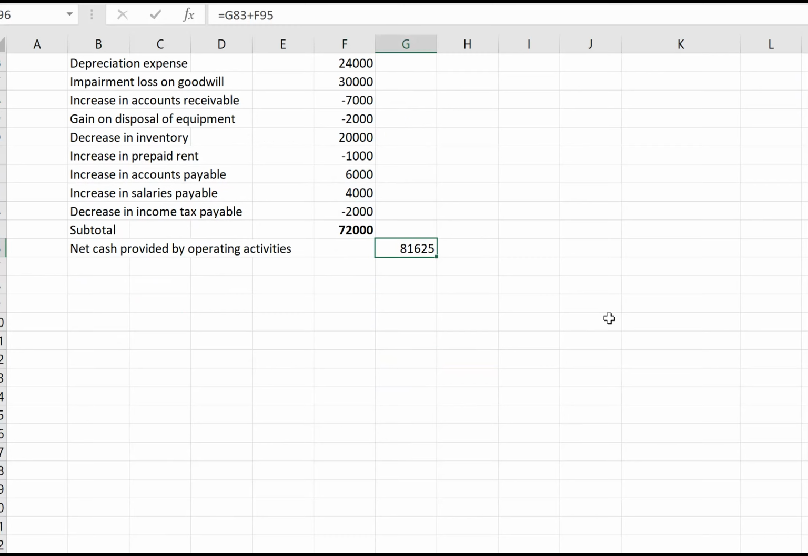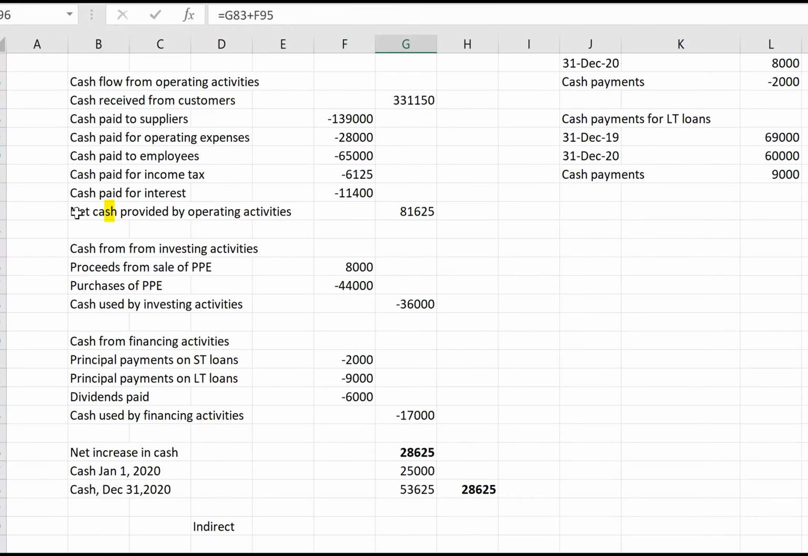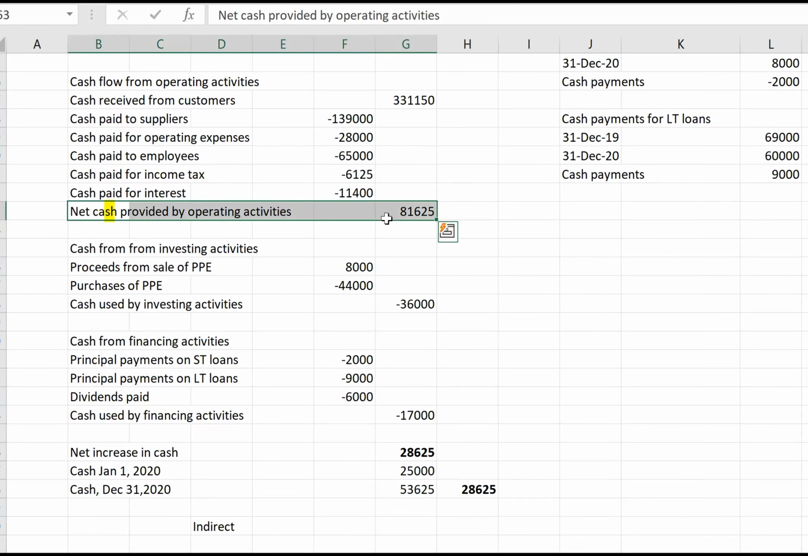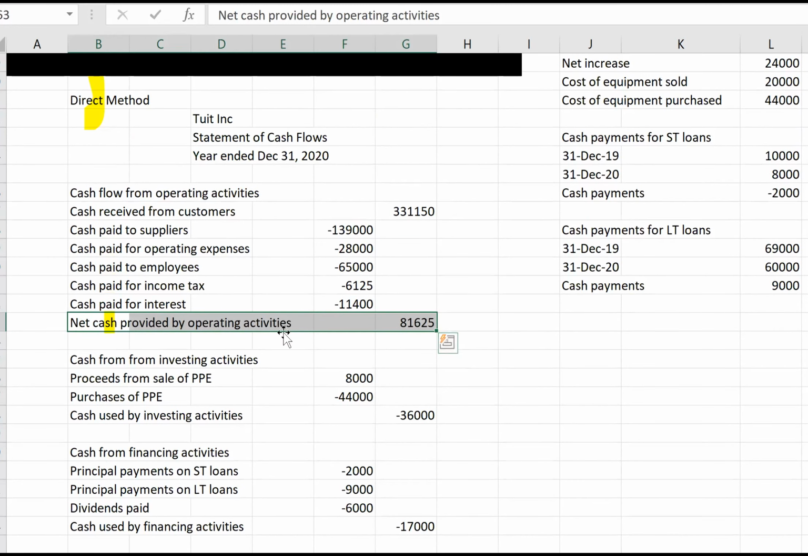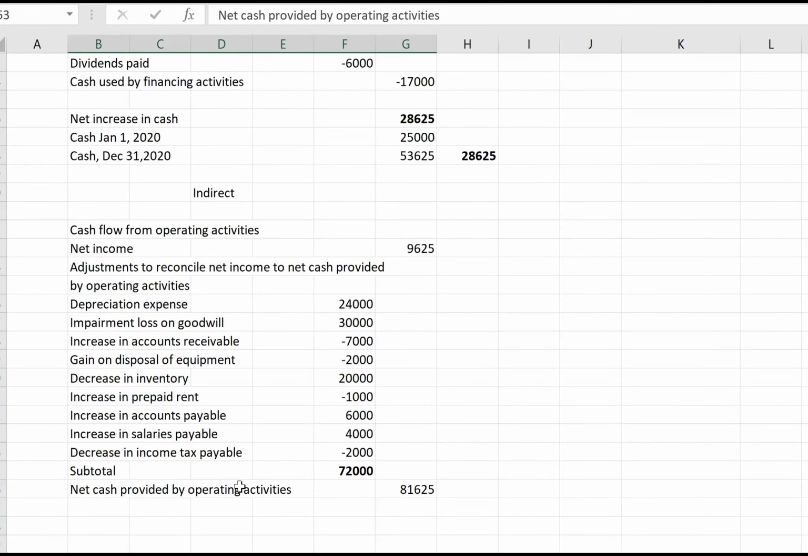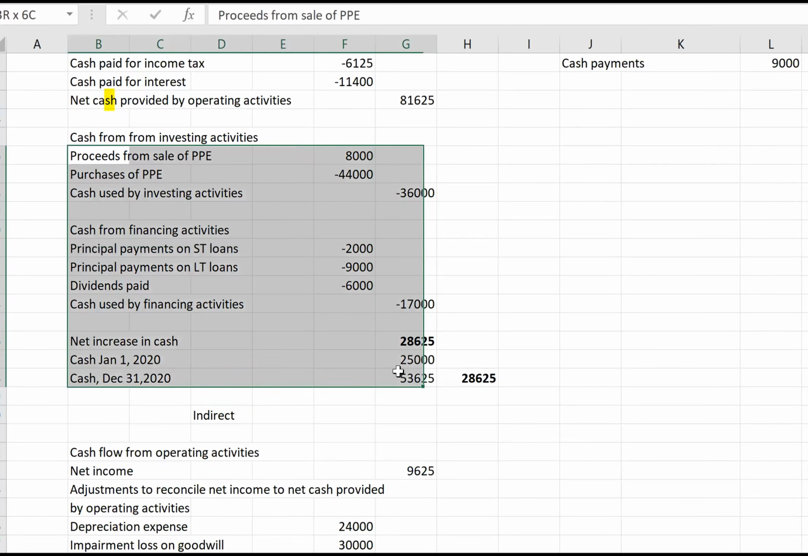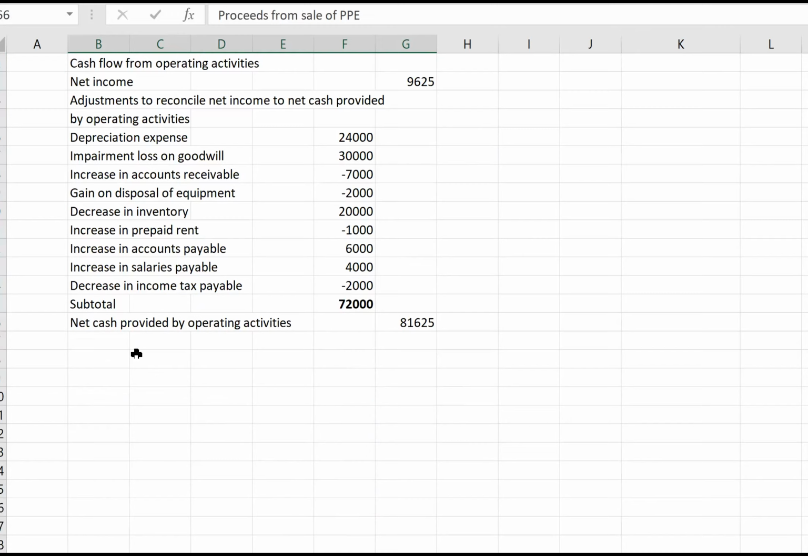Let's take a look up at our direct method and see how that number compares. Oh, look, under the direct method, we had net cash provided by operating activities, totally different method, 81,625. So you have to get the same number, you're just going about it in a completely different way. So you can see that there's no difference there. And the remainder of the statement would be identical. Nothing about it would be different.